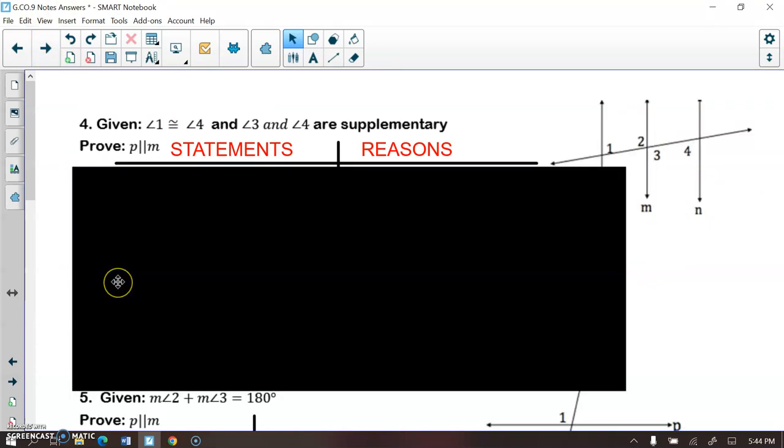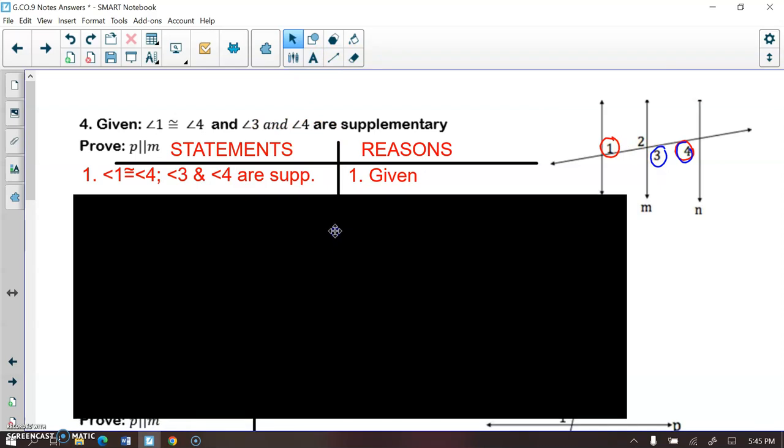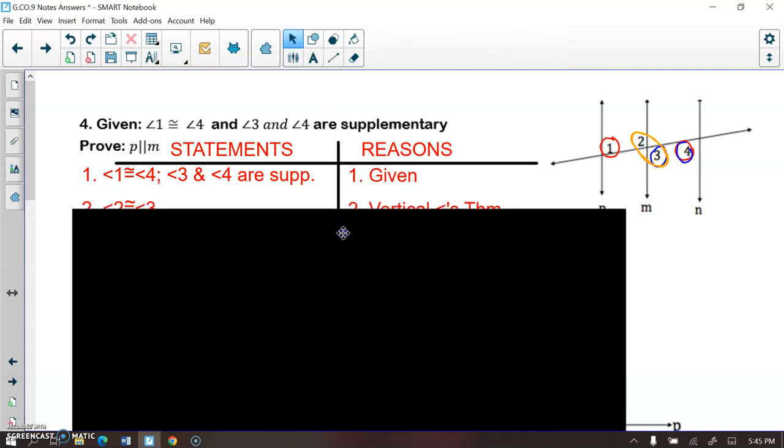Moving on to the next page. This one's a little bit of a longer one, so bear with me. I'm given angle 1 and angle 4 are congruent. And I'm given angle 3 and 4 are supplementary. And I want to prove that lines P and M are parallel. So I'm going to state my given. And now I'm going to use the information that angles 2 and 3 are vertical angles. They're right across from one another, so they are congruent by the vertical angles theorem.